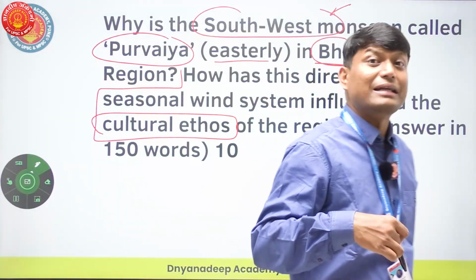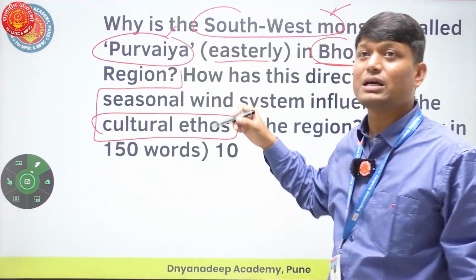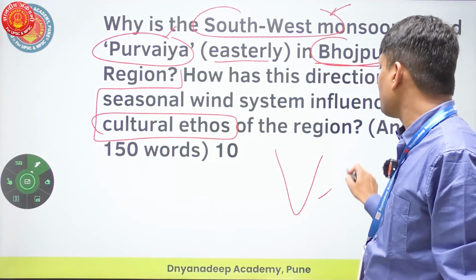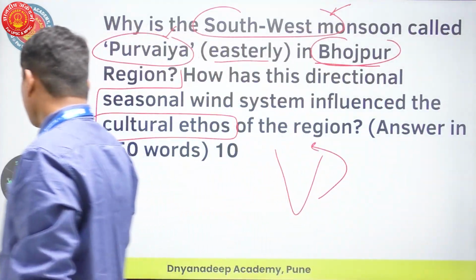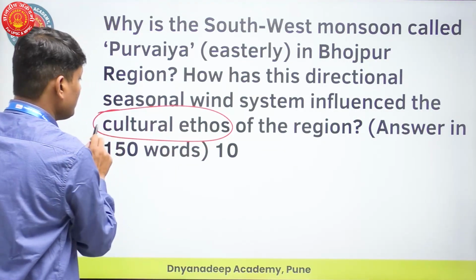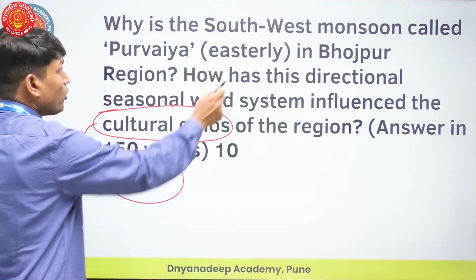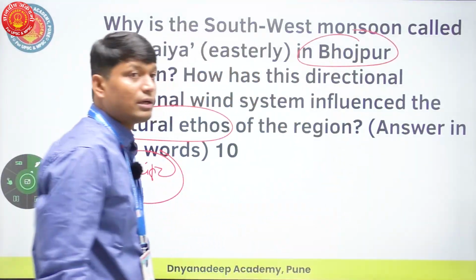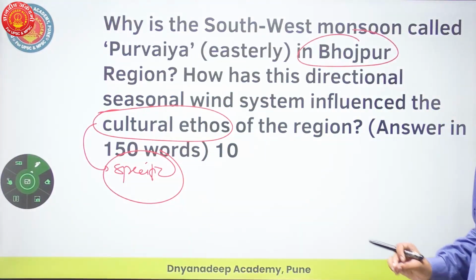Now why am I saying that it is difficult? Maybe some of you would guess why it is called Purvaiya, since it's a Bay of Bengal branch which is entering from the east in the Bhojpur region. So that part can be addressed. But what about cultural ethos? It demands a very specific understanding of Bhojpur or the eastern parts of India.